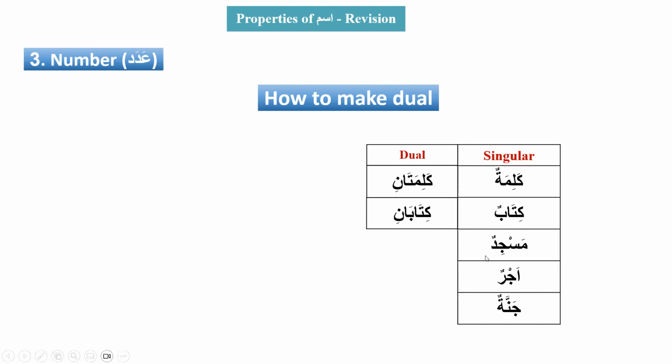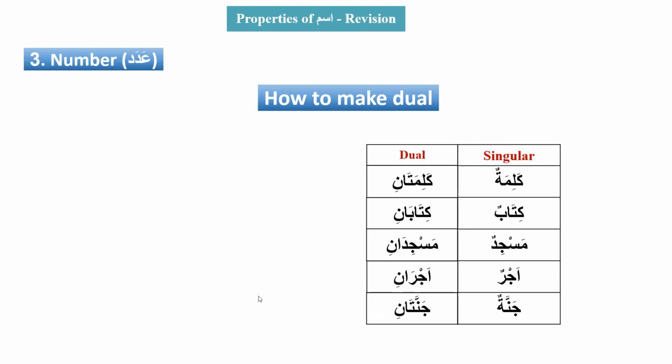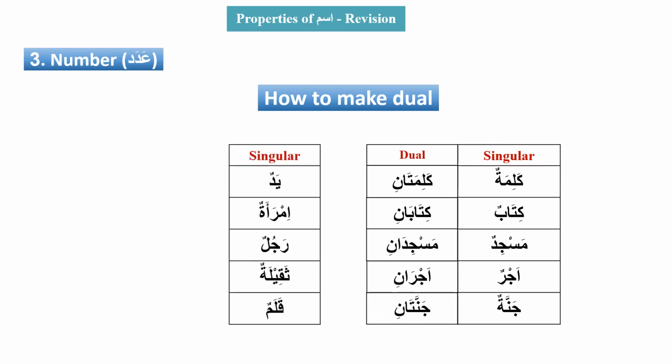Good job, Taimia. Anusha. Masjidun. Give me the dual of masjid. Masjidani. Ajrun. Ajrani. Jannatun. Jannatani. Good. Thank you. Brother Miyamid, inshallah. Yadun means a hand. What's the dual? Yadani. Two hands. Imratun means a woman. What is two women? Imratani. Good job. Thank you, Brother Miyamid.